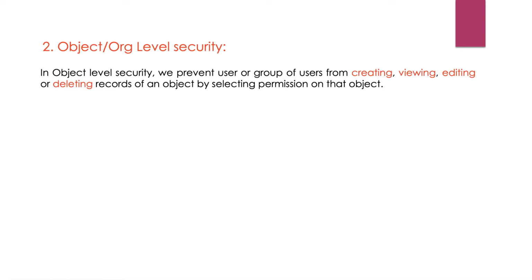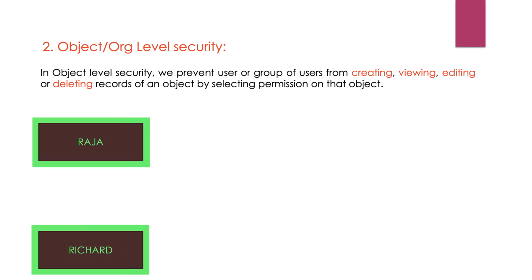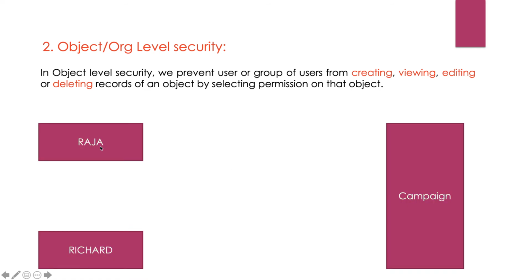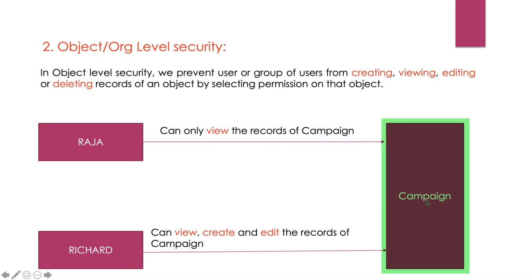Let's say we have two users in our organization. Their names are Raja and Richard, and there is an object called campaign. Here user Raja is able to see the records of campaign object, and user Richard can also view the records. He can create the records and can also edit the records of campaign object. In that case, we can say there is an object level security applied on both these users.